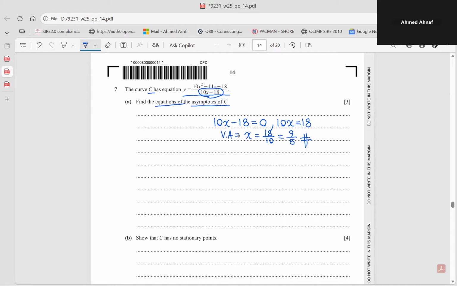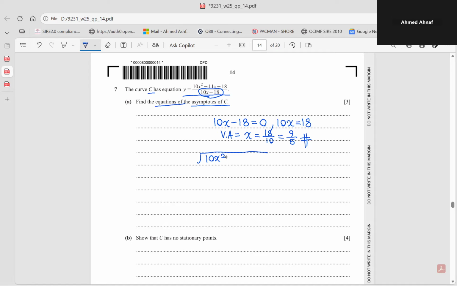Now we have to find the horizontal slash oblique asymptote. In this case, it's an oblique asymptote because the function that we're given is an improper fraction. Whenever you have an improper fraction, there'll always be an oblique asymptote. And to find the oblique asymptote, one way to do it is to just do long division. So that's what we're going to do.